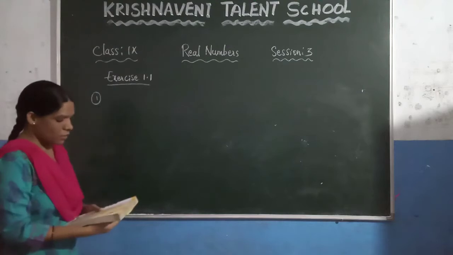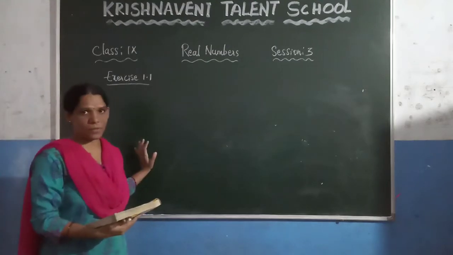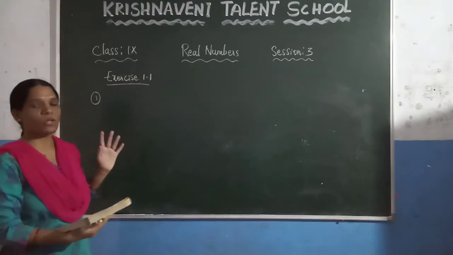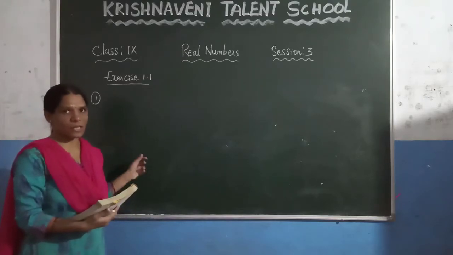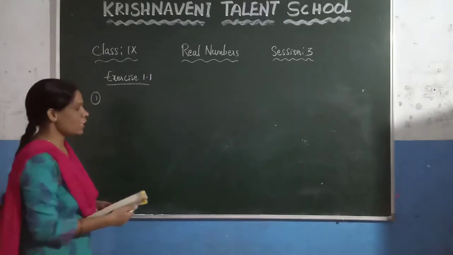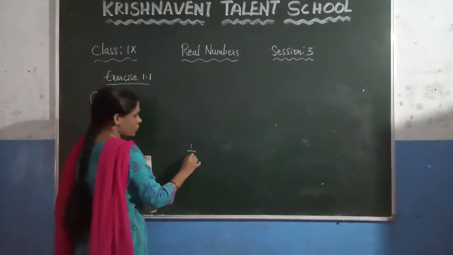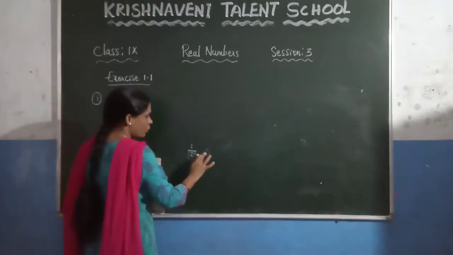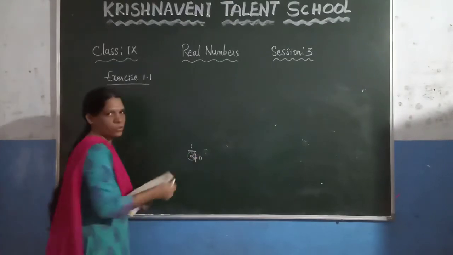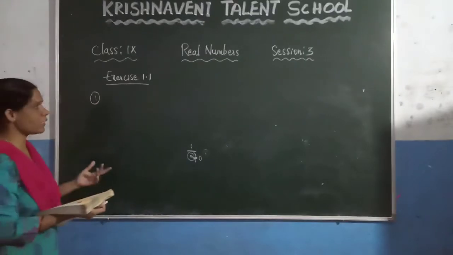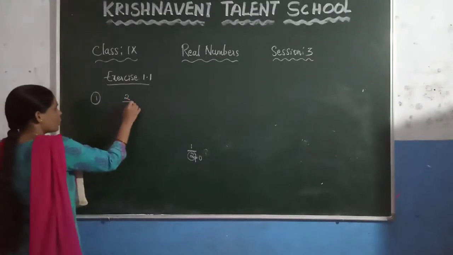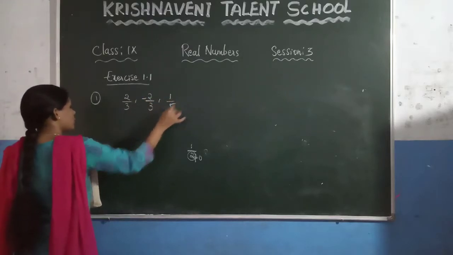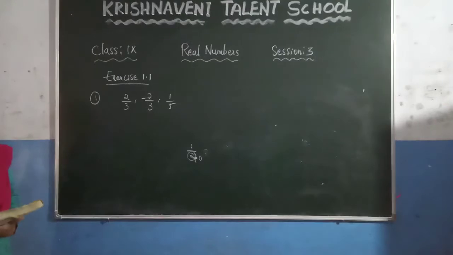First question. Write any three rational numbers. To write rational numbers, you have to know what is meant by a rational number. If you have any two integers, you can write them in the form of a fraction. And what will be the condition? The denominator should not be equal to 0. Based on this condition, you can write any three rational numbers. Write 2 by 3, minus 2 by 3 and 1 by 5. Right? You can write any rational numbers.